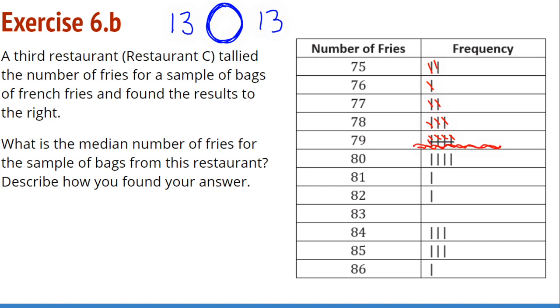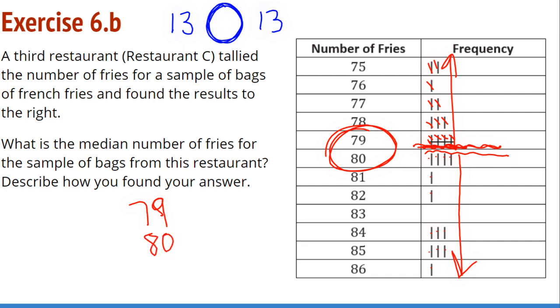So to get down to there is 13, and I've got 1, 2, 3, 4, 5, 6, 7, 8, 9, 10, 11, 12, 13. Okay, so I am exactly halfway in between the 79 and the 80, because I have 13 at 79 and below. I have 13 at 80 and above. So I take the 79 and the 80 and I find the average.